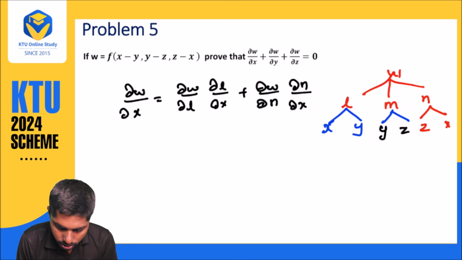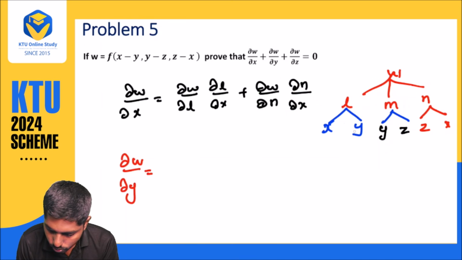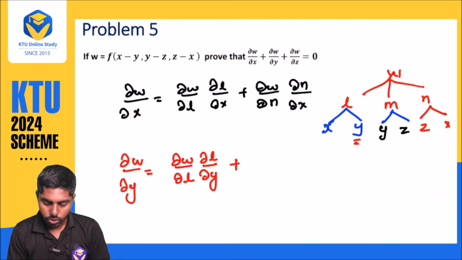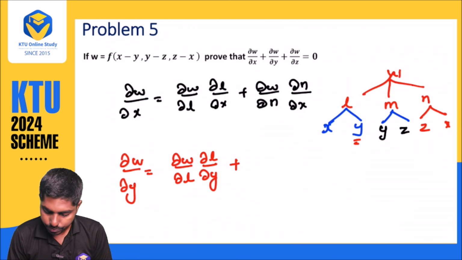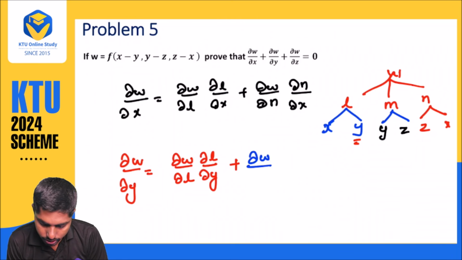So the next formula is dou w by dou y, which we want to identify. Here y is present, so it will become dou w by dou l into dou l divided by dou y. So what will happen? Now just observe which values we get with respect to y.